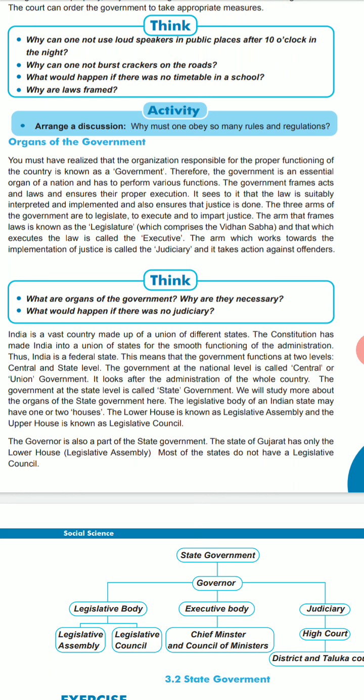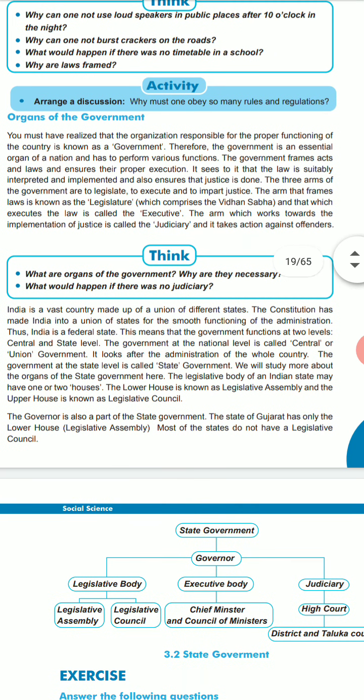It sees to it that the law is suitably interpreted and implemented and also ensures that justice is done. The three arms of the government are legislative, executive and judiciary. The judiciary means to impart justice.